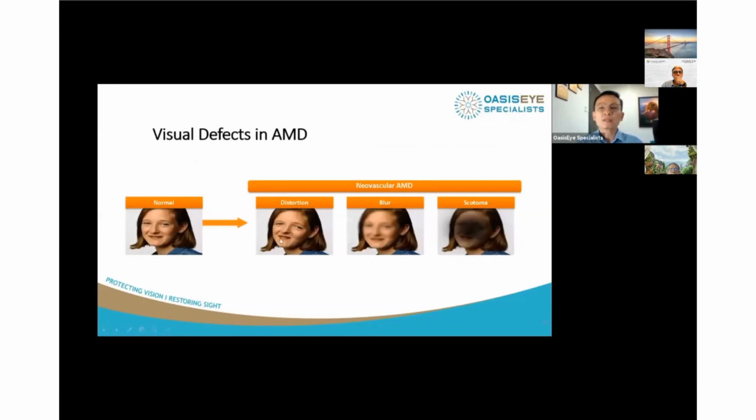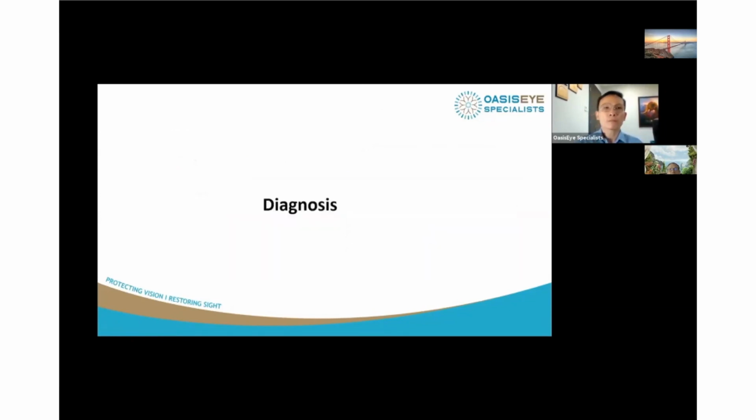So this particular slide highlights the progression of wet AMD. From normal, they will start to see some distortion, and ultimately centrally it will be blurred. Then eventually it will become a gray or a dark spot centrally. So this is how it affects our vision.